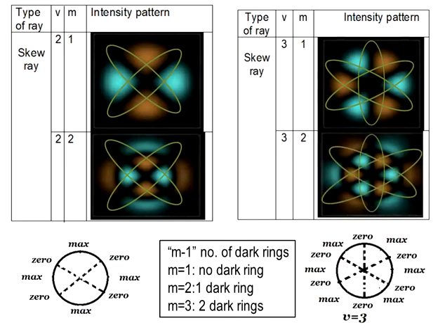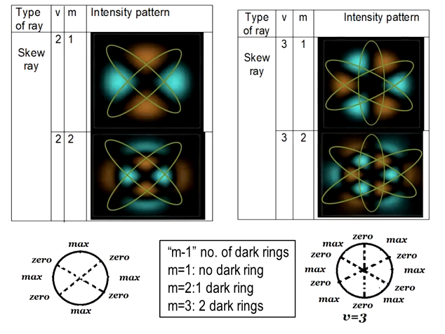When m equal to 2, you can observe the second pattern. There is one dark ring, and because of v equal to 3, you will get 6 maxima points. So in this way, if you know the index Vm, you can easily find the intensity pattern inside the optical fiber.